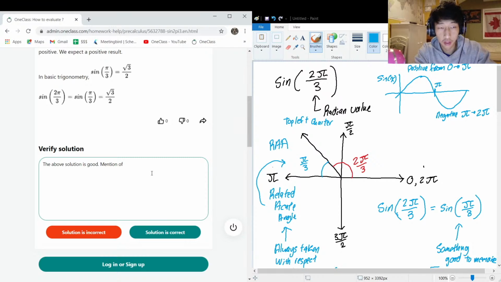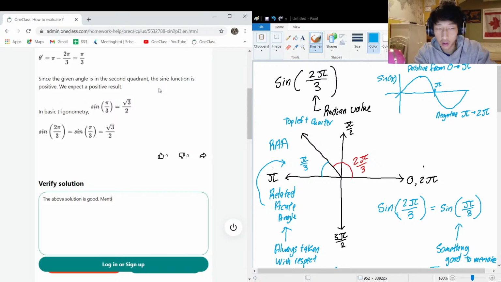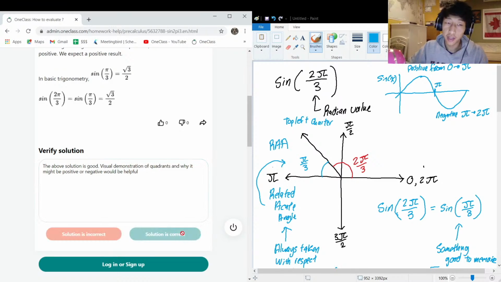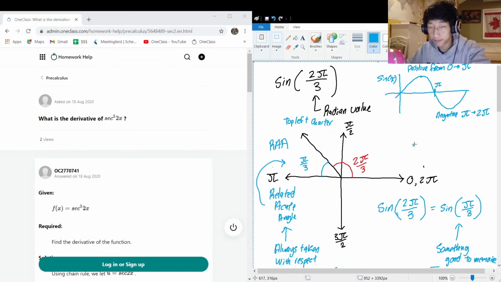Mention of or a visual demonstration of quadrants and why it might be positive or negative would be helpful. Okay, cool. But the answer is good. Definitely root 3 over 2, because that is one of those things that you gotta remember.